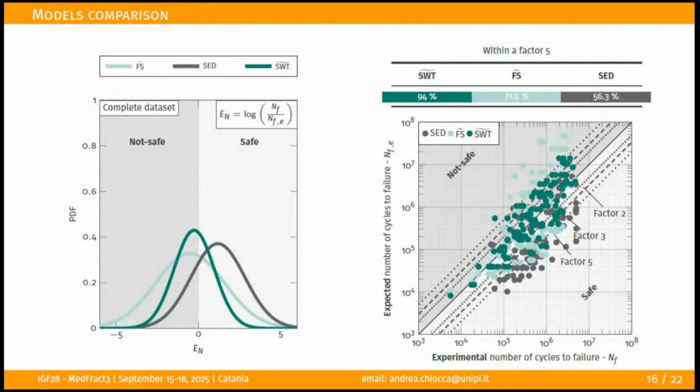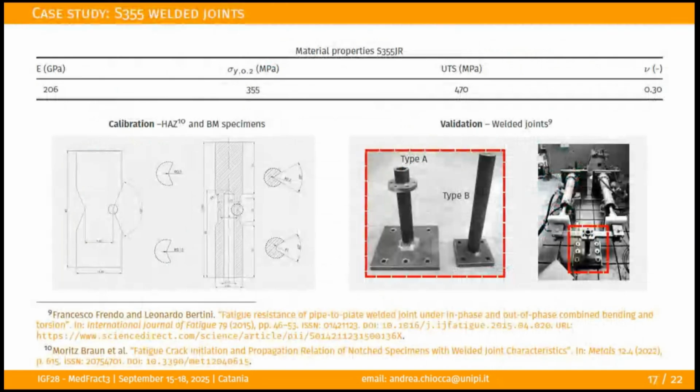We see that in this case, the effective Smith-Watson-Topper is working quite nicely, mostly because the material is phenomenologically breaking. The breaking driver is the normal stress or normal strain. So it's behaving way closer to Smith-Watson-Topper than to Fatemi-Socie in this case. So let's go to welded joints.